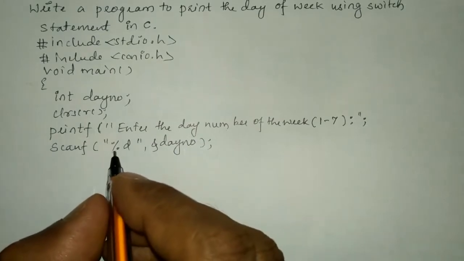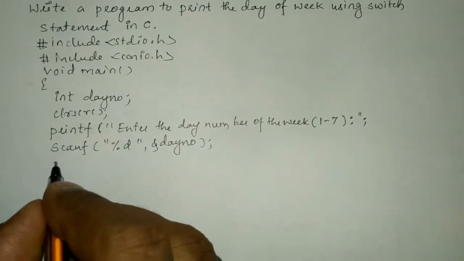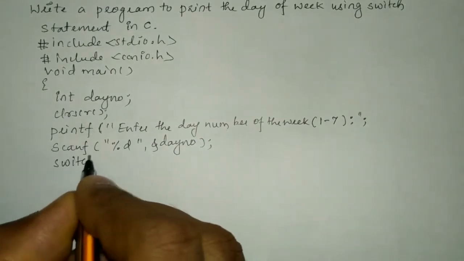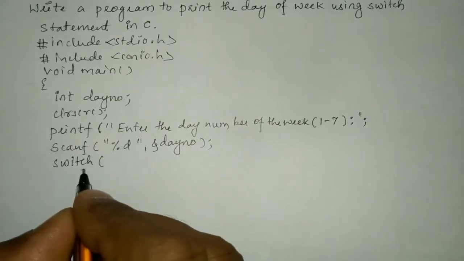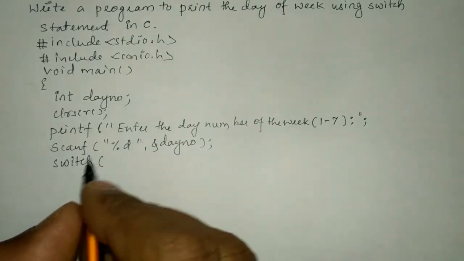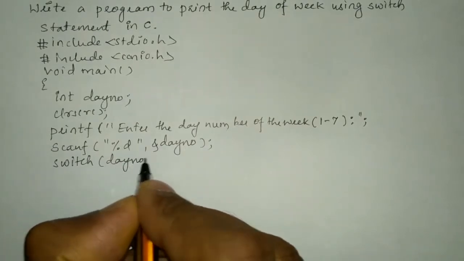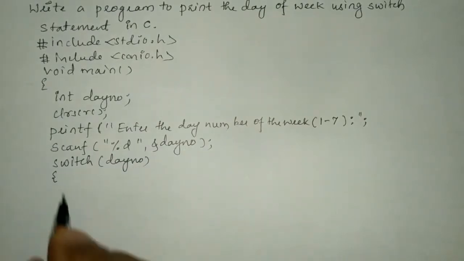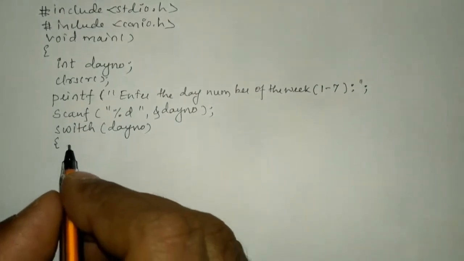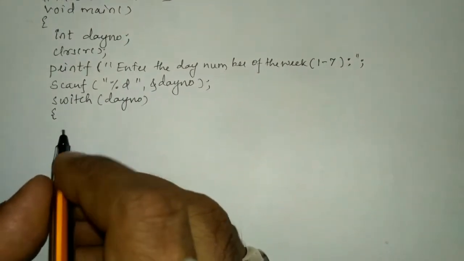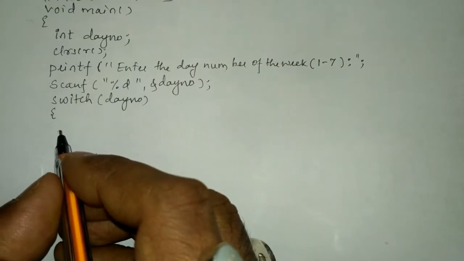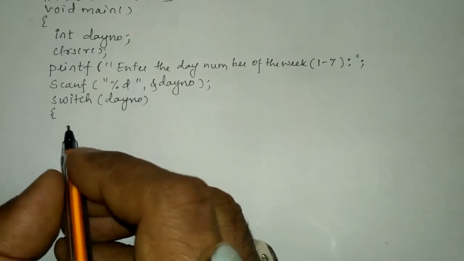Now we are going to use switch statement. We'll write switch. It should be written in lowercase letters because it is a keyword, and here we are going to pass this variable day number, and curly open brace indicates it's the beginning of body of a switch statement. Now onwards we'll start writing the number of cases.